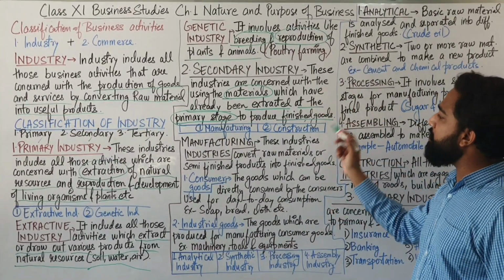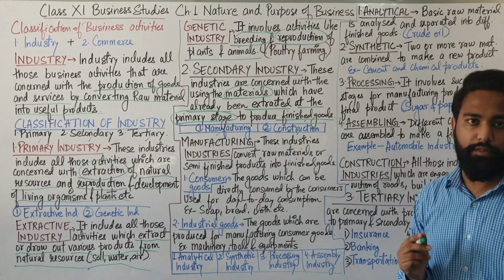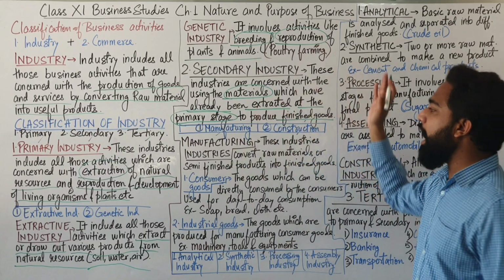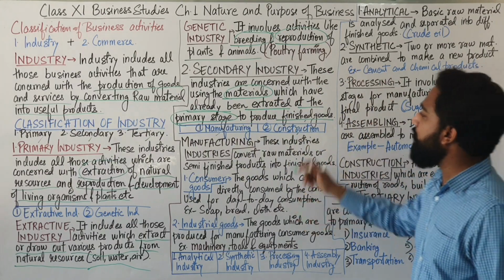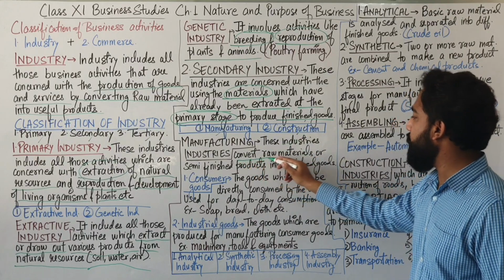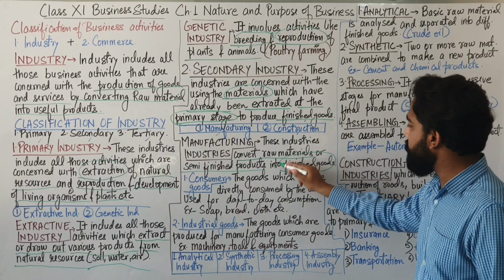Now secondary industry is subdivided into manufacturing industry and construction industries. It is divided into two industries, manufacturing and construction. Now let's talk about manufacturing industries. These industries convert raw materials or semi-finished products into finished goods.